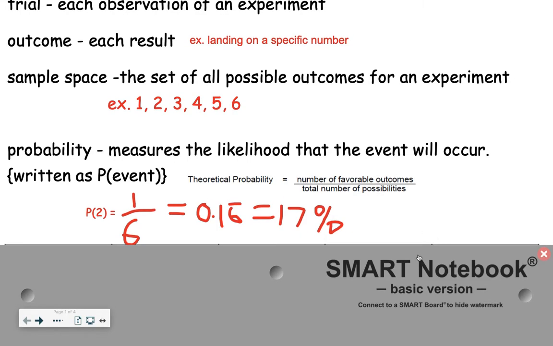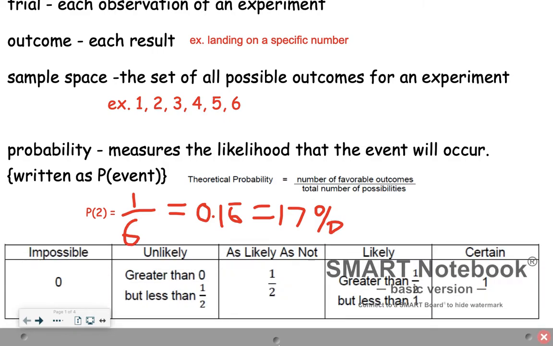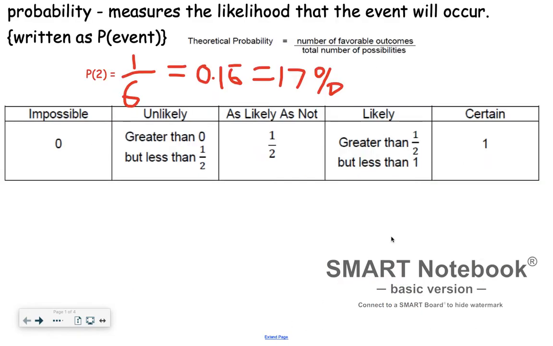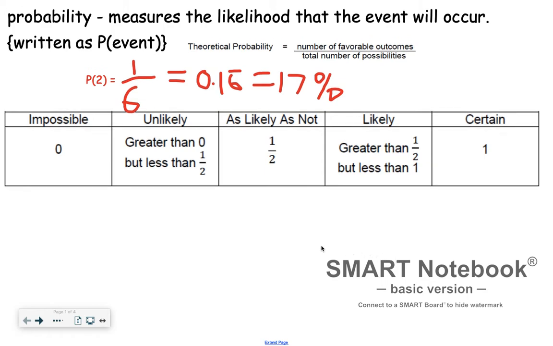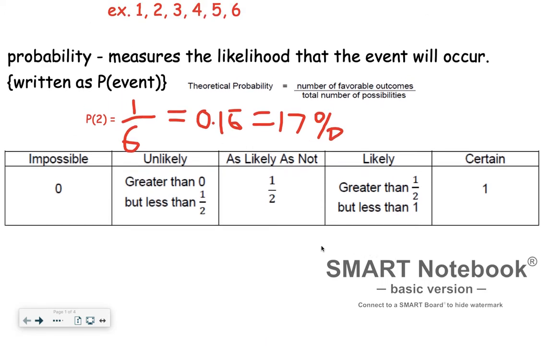All right, we won't have to do too much of that today. What we're going to be looking at today, let's see if I can move that up a little bit so that you don't have that in your way, is just what is the likelihood of an event occurring. So we don't have to find the exact probability, we just have to see if it's impossible, unlikely, as likely as not, likely, or certain to happen.